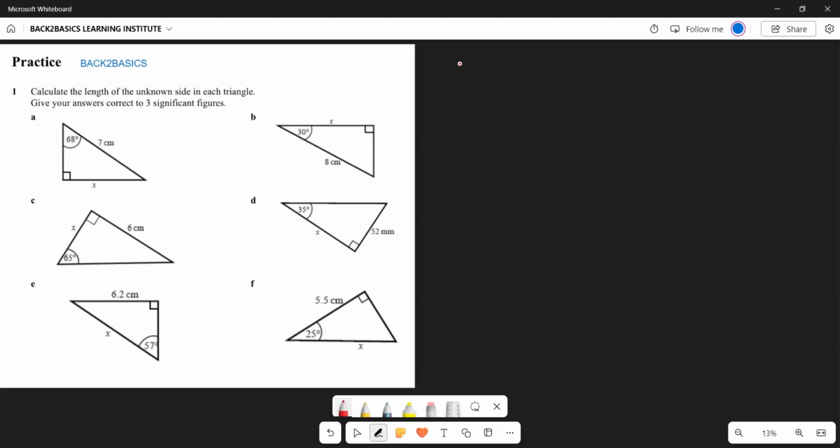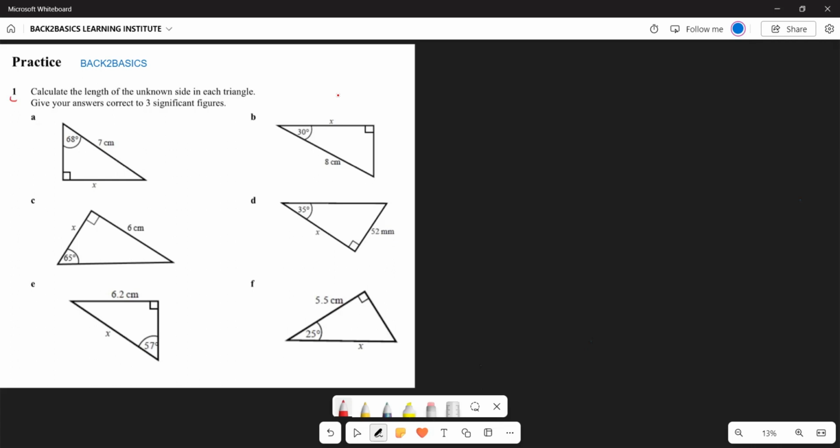Great. So now what we are going to look at is a bit of some problems whereby we are going to use our right angled triangle to find the missing side. For example, if you look at this question, firstly, number one, you need to calculate the length of the unknown side in each triangle. Then you need to give your answer to three significant figures.